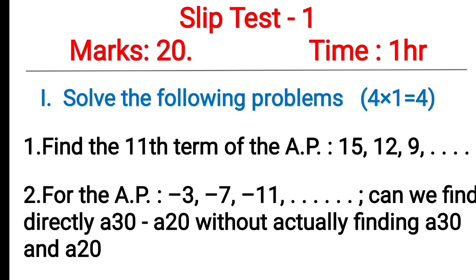Next, second question: for the AP -3, -7, -11, dash, can we find A30 minus A20 directly? That is, without actually finding the A30 and A20 terms.